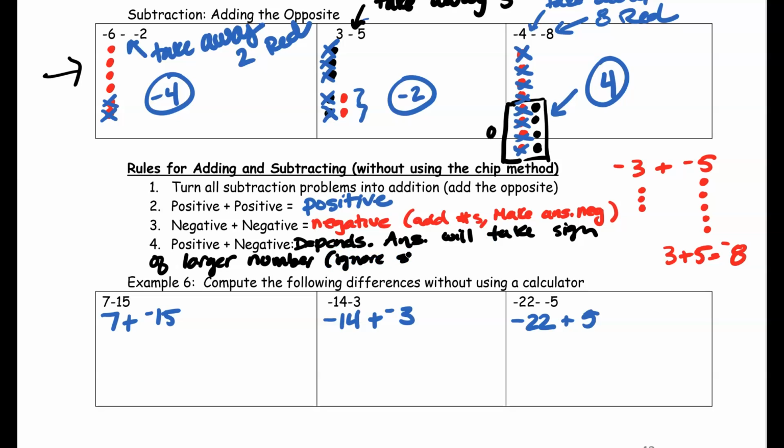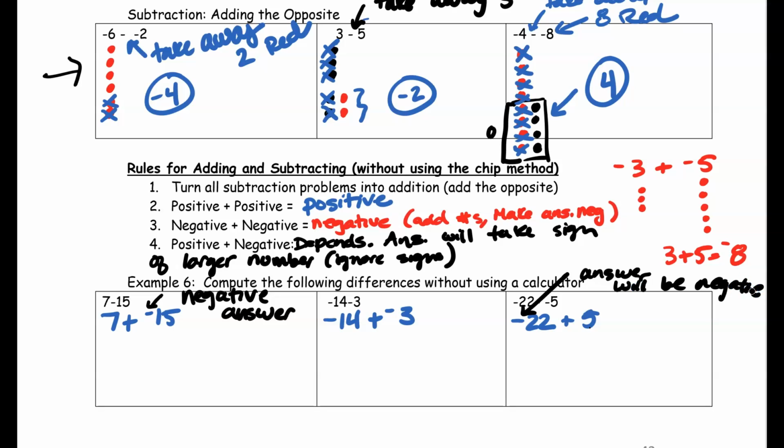So ignoring the signs for a minute, if you just look at the actual numbers. So for example, 7 and 15. 15 is bigger, and that's negative, so the answer will be negative. With this one, they're both negative, so the answer is going to be negative. With this problem, -22 is bigger than 5, and that's negative, so the answer will be negative.